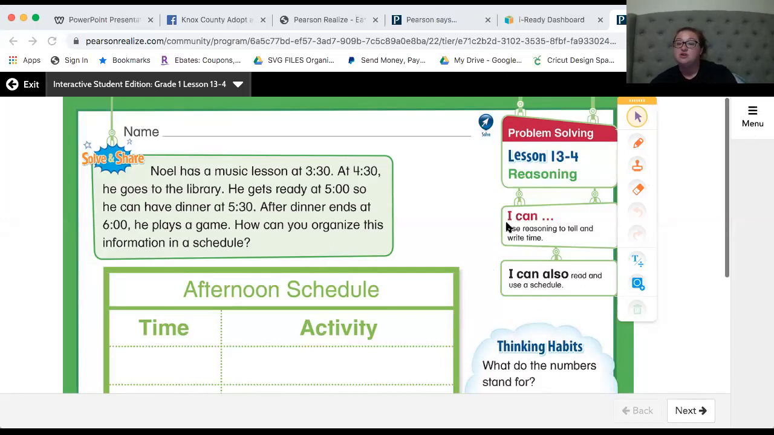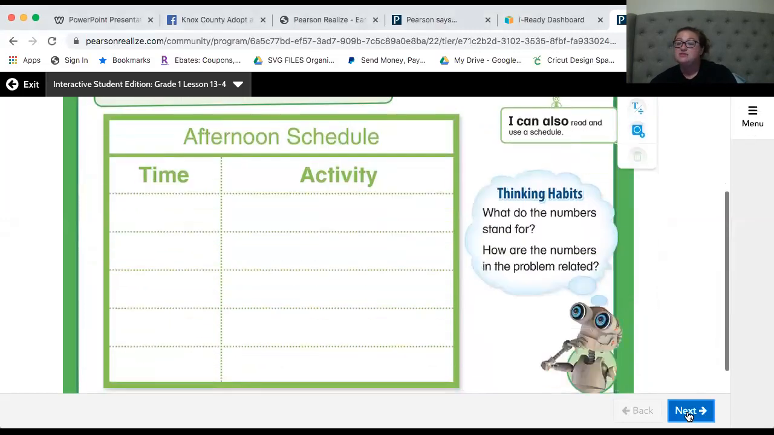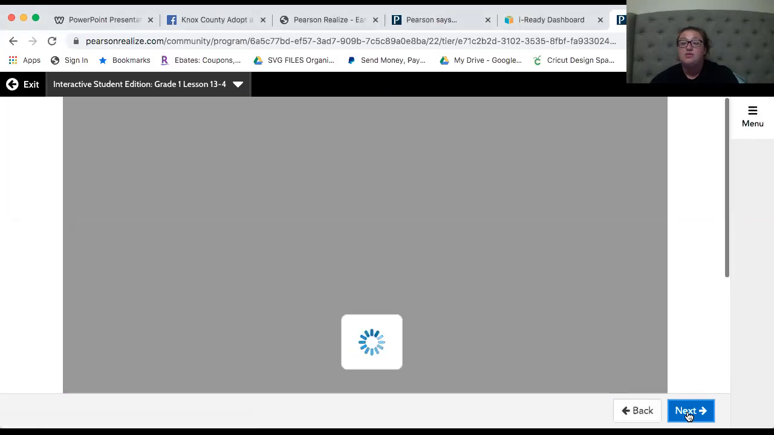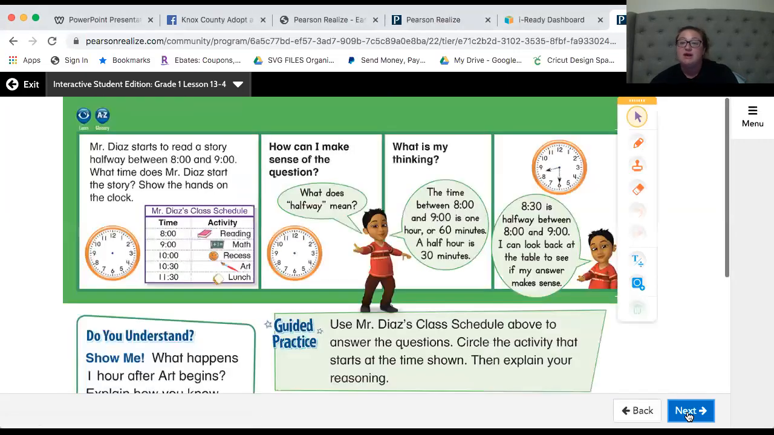Before we get started, let's go over our I can statement, which is right here in the middle. I can use reasoning to tell and write time. That just means that we're going to have a reason for why we write the time that we write. At this point, you've done your solve and share and you've watched your visual learning bridge. So let's get started by going over the visual learning bridge.